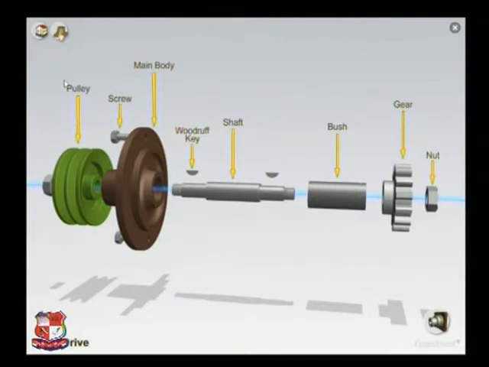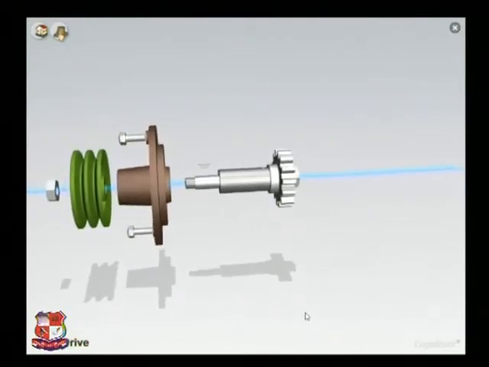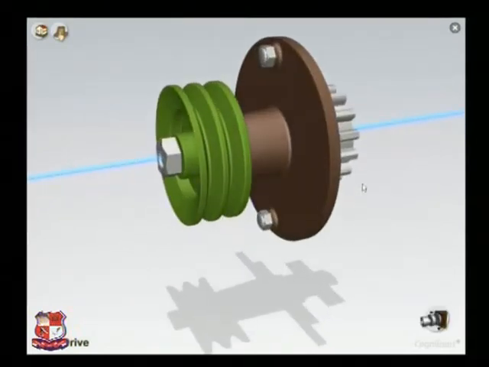Say pulley, in case of pulley, screw, this is a main body, this is a woodruff key, this is the shaft, bush, gear and nut, and they are assembled like this. So this is the assembly of the object.